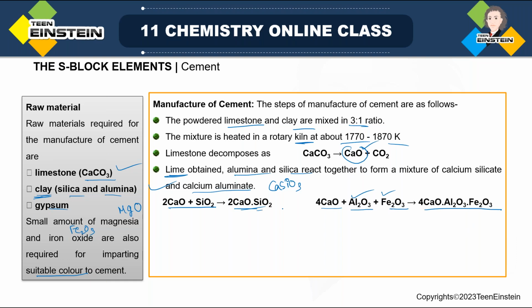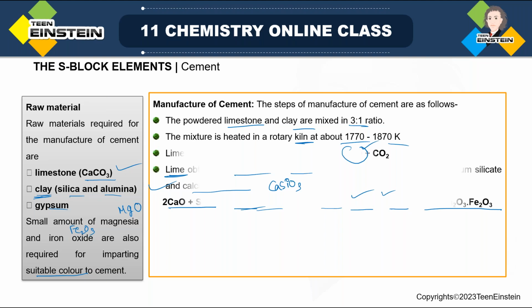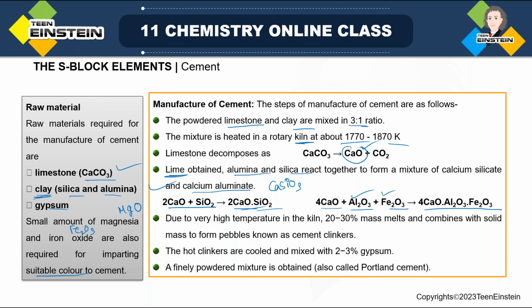But whatever it is, we do not require the exact composition. More or less try to remember what the main part of cement is. It is CaO, and some other compounds are present in different percentages, which are clearly mentioned in the previous slide. Okay. Now because of this very high temperature in the kiln, 20 to 30% of the mass melts and combines with solid mass to form pebbles, and these are known as cement clinkers.